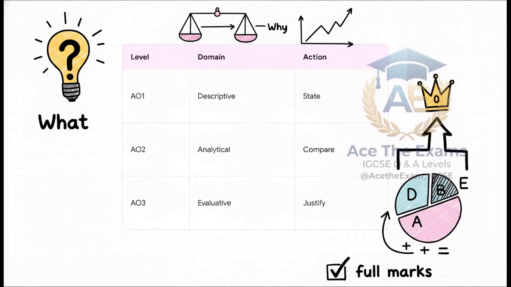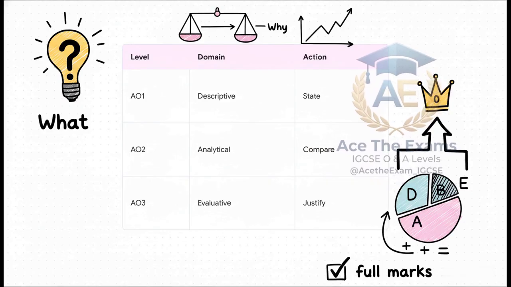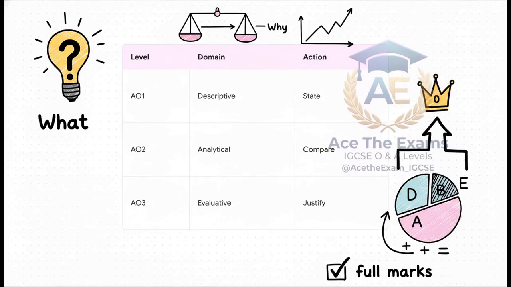Descriptive is AO1. This is basic knowledge, answering the what. This is where command words like state or outline live. It's necessary, but it's low-hanging fruit.